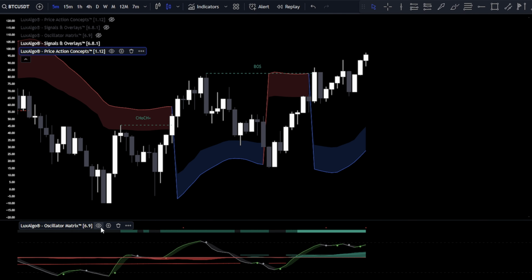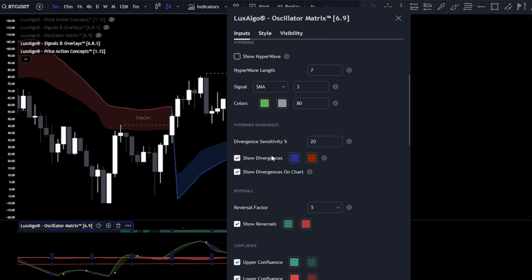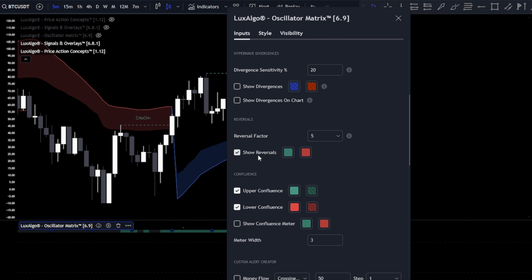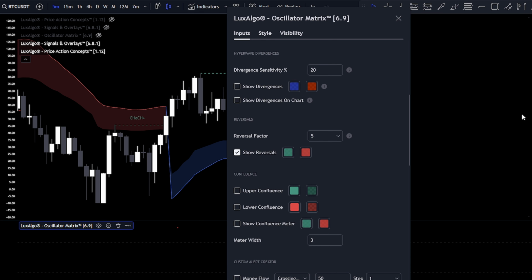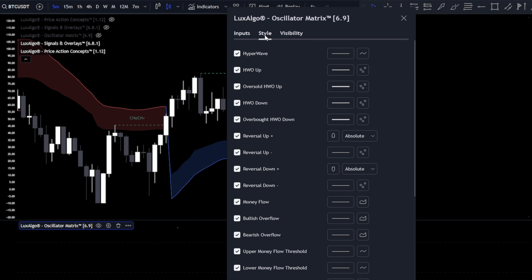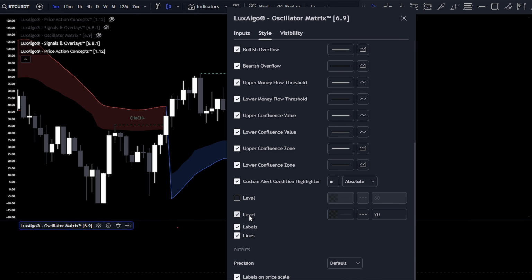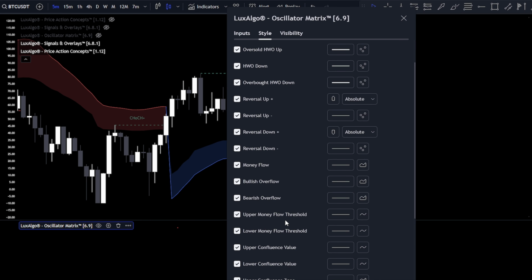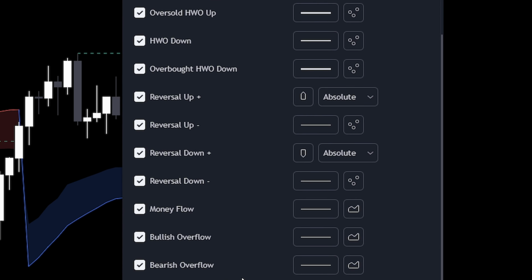Finally, we need to adjust the oscillator matrix. Open its settings and disable everything except for the Show Reversals option. Then click on the Style tab and scroll down to the Level section, and disable both levels here. Next, scroll up where you'll see options for Reversal Up and Reversal Down. Increase the thickness of both lines to make them more visible.